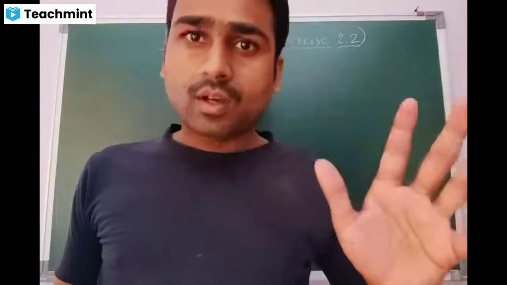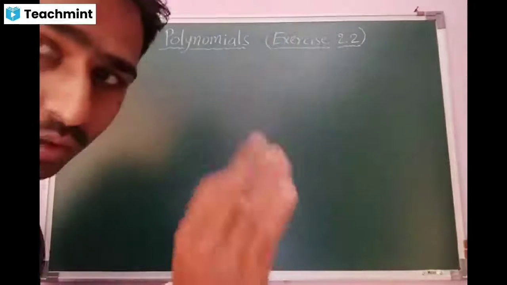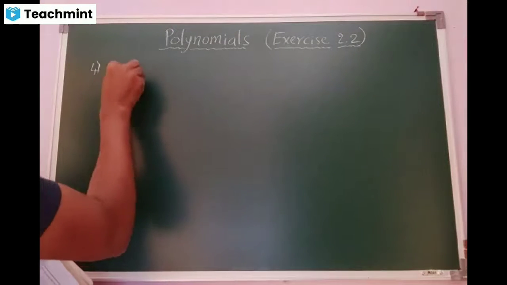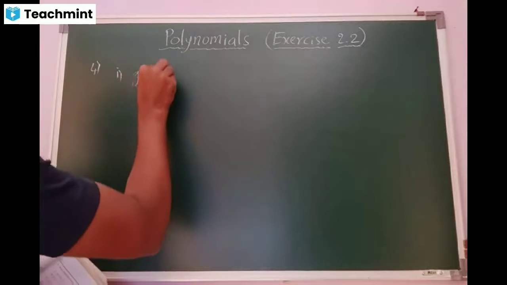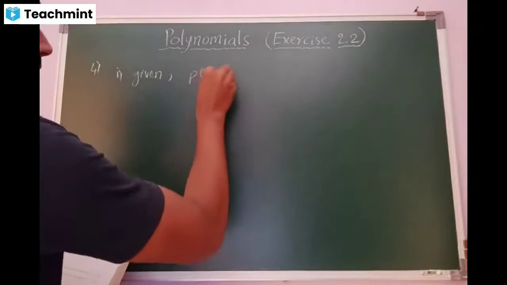Gia, will you read the fourth main question, beta? Find the zero of the polynomial in each of the following cases. First one, p of x is equal to x plus 5.